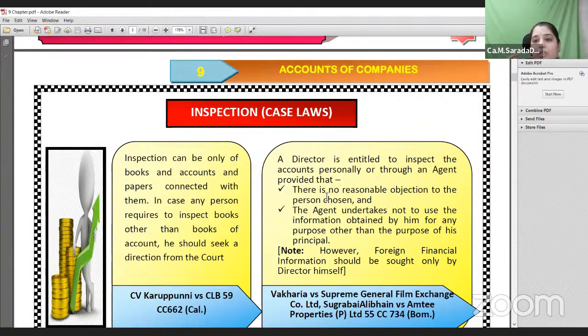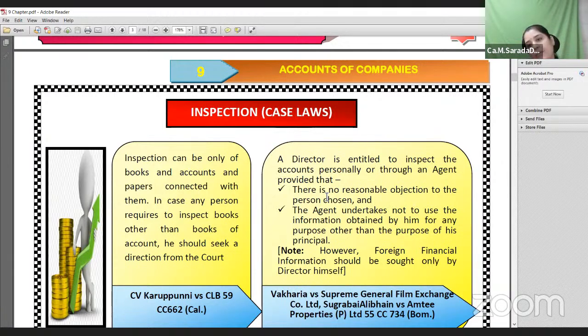Okay. Now, the next very important case is, if these books are kept in the registered office, ma'am, is it accessible for the members of the company to inspect the books of accounts? No, the members of the company cannot or should not inspect the books of accounts. Only directors or their agent, if he is an authorized person, can inspect the books of accounts.